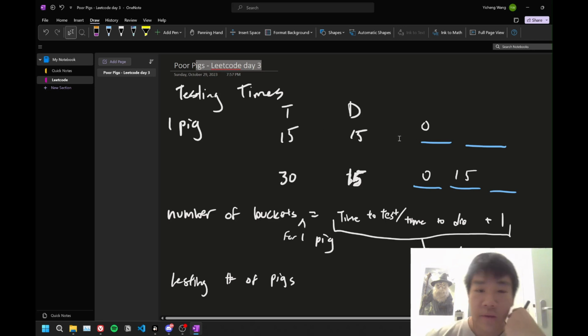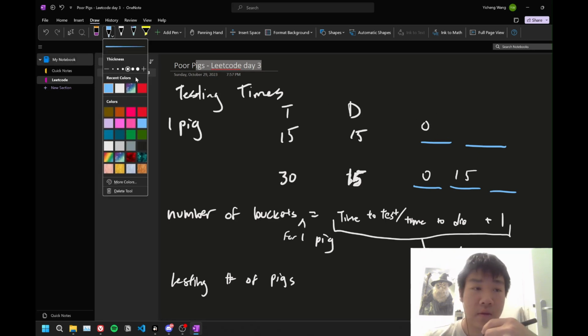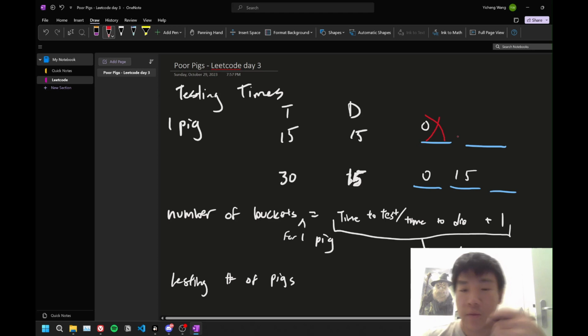But pretty much you have time to test and time to die. If you have one pig and 15 minutes to test, 15 minutes to die, you could test two buckets, because you would feed one pig at time zero, and if at 15 it dies, then this is the bad bucket. Here, let me mark it. This is a bad bucket. But if he survives, then this is the bad bucket. I hope that makes sense.